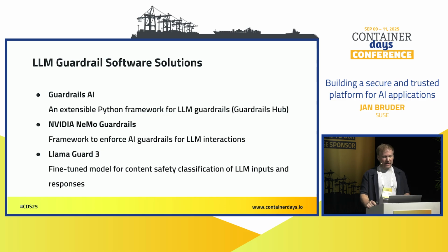So what are some of the available solutions if you want to implement guardrails yourself? There's, first of all, Guardrails AI. This is a Python framework. And one of the great advantages of this is that it comes with a marketplace. It's called, in this context, Guardrails Hub, where you can basically select what kind of guardrails and what kind of validators you want to use. And by selecting these different components, you can build pretty much customized guardrails for your use case.